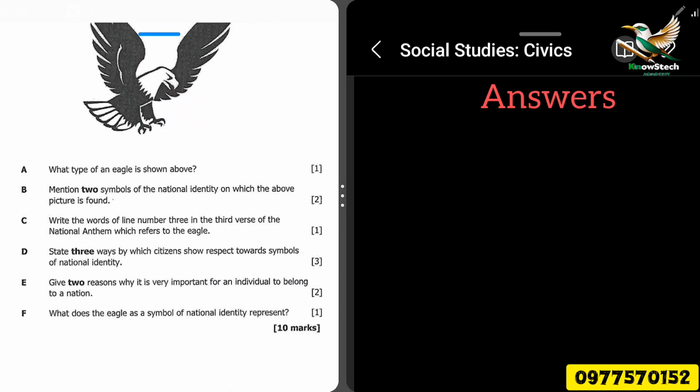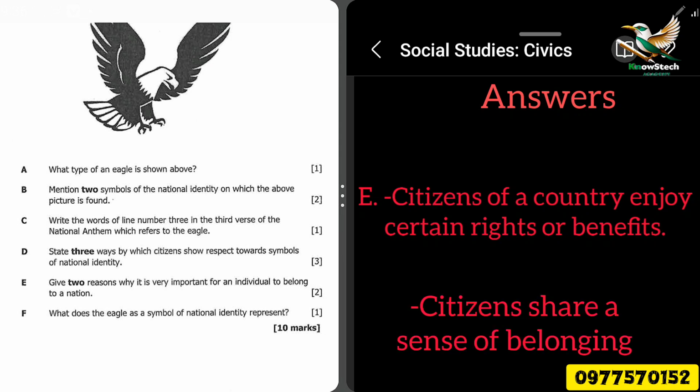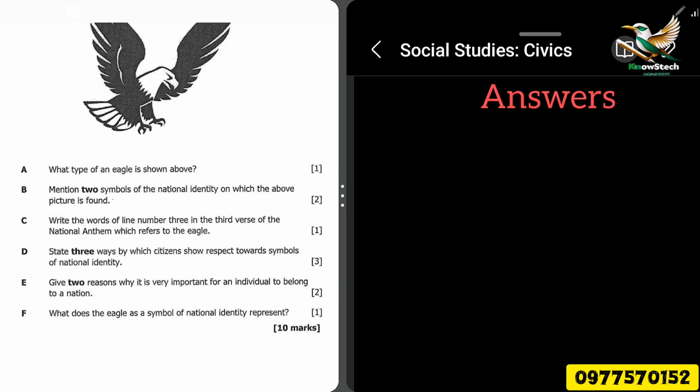E, give two reasons why it is very important for an individual to belong to a nation. Two reasons. Number one, you can say citizens of a country enjoy certain rights or benefits. Citizens show love and pride to their country, and they also share a sense of belonging. Okay, that is feeling of belonging together.